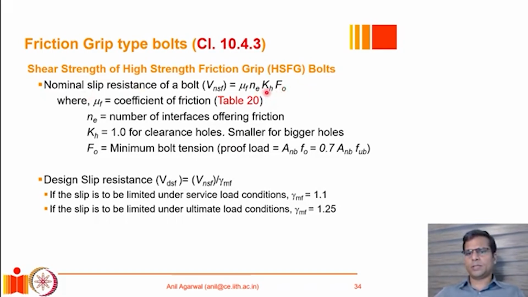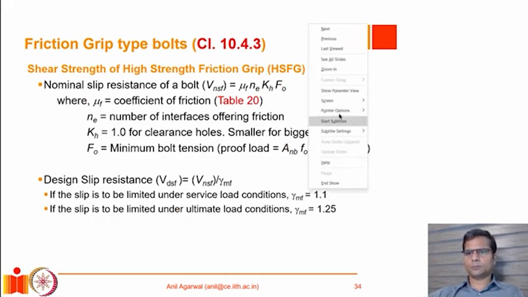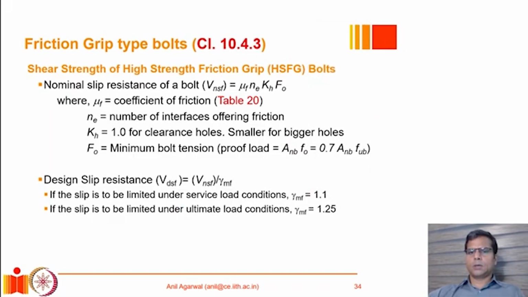So essentially, this formula is nothing but the friction coefficient multiplied by the normal force. F0 corresponds to the normal force, and the friction coefficient times it gives the slip force or sliding force.